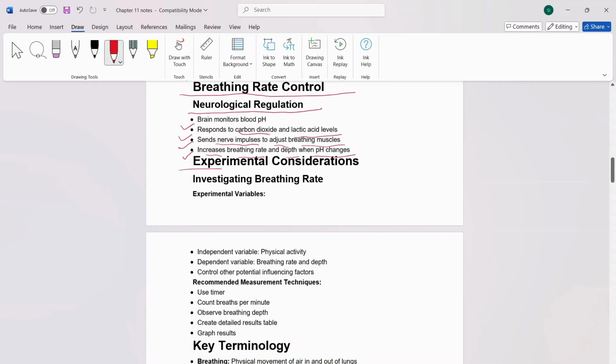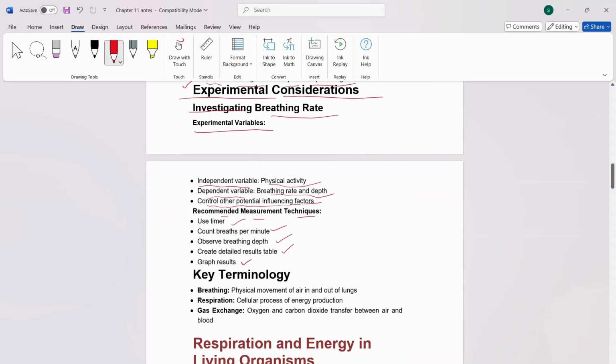Some experimental considerations include investigating breathing rate. Experimental variables: the independent variable is physical activity, the dependent variable is breathing rate and depth, and control other potential influencing factors. Recommended measurement techniques: use a timer, count breaths per minute, observe breathing depth, create a detailed results table, and then you can also graph the results.